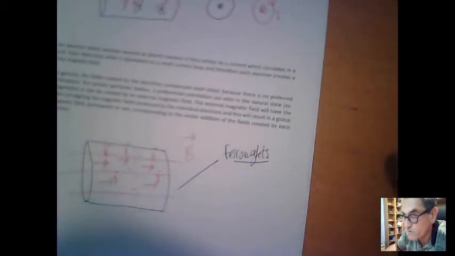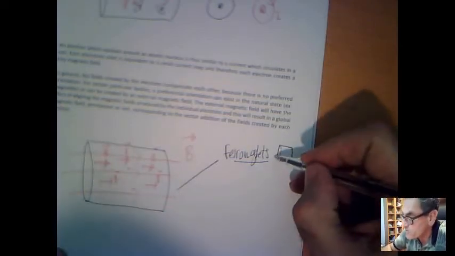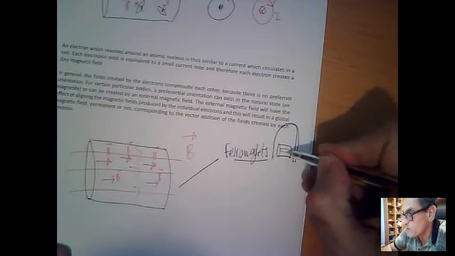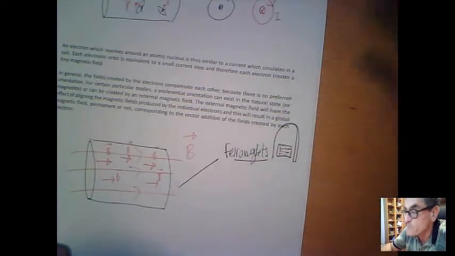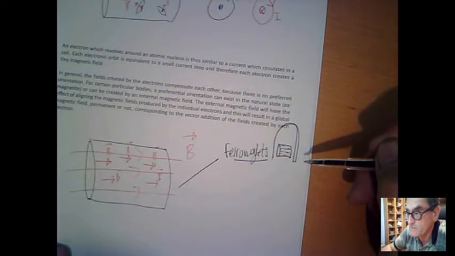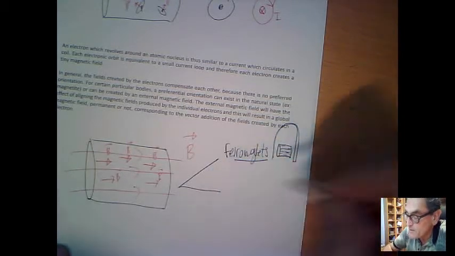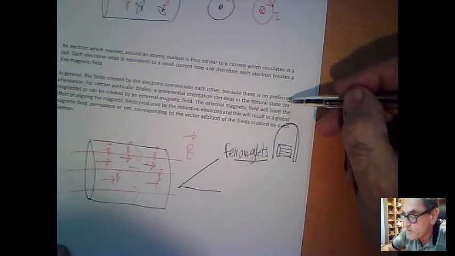What do you do if you want to magnetize a ferromagnet? You take an unmagnetized ferromagnet, you put it in a magnetic field to align the directions of the small magnetic fields inside, and when you remove the magnetic field, this remains magnetized. Okay, you have other types as well, so this is discussed in the text.